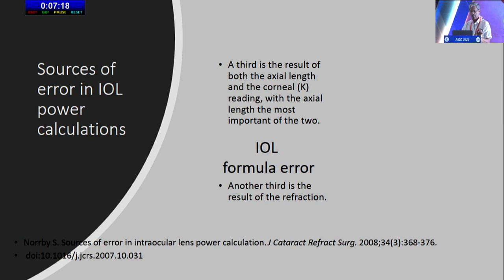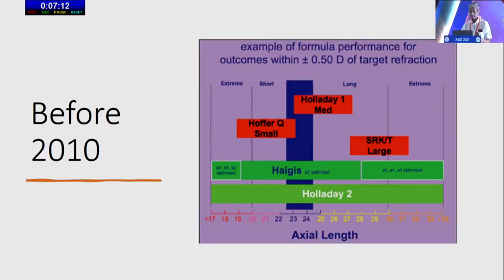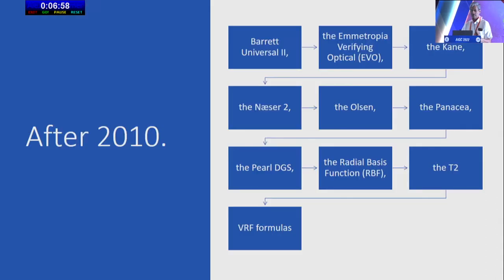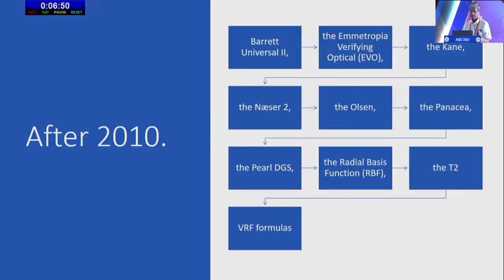Now we are today concentrating on the IOL formula error and how to reduce this particular component. Before 2010, most of us, the senior, older ophthalmologists, were using Hoffer Q for small eyes and SRK/T for longer eyes. This was what we were all doing. After 2010, we started using the Barrett Universal II group of formulas, and we were very, very happy, and we all felt that we were on top of the game.